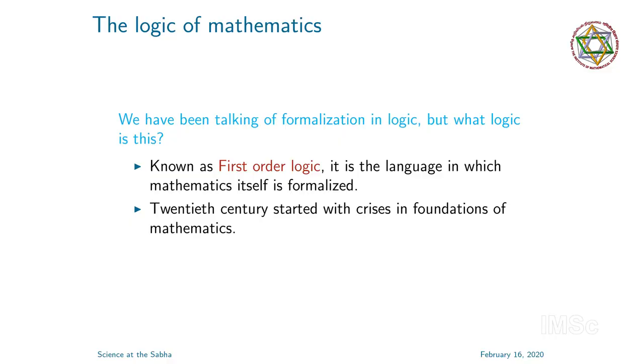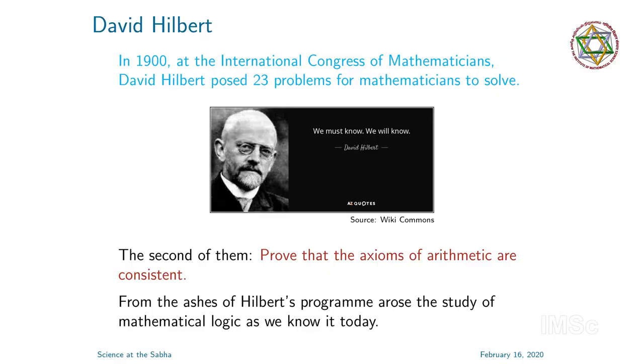It's called first order logic, in which the mathematics itself has been formalized. So the 20th century started with a crisis in the foundations of mathematics, which started with anomalies. In the early 20th century, David Hilbert, in 1900 at the International Congress of Mathematicians, posed 23 problems for mathematicians to solve, and the second of them said: prove that the axioms of arithmetic are consistent.